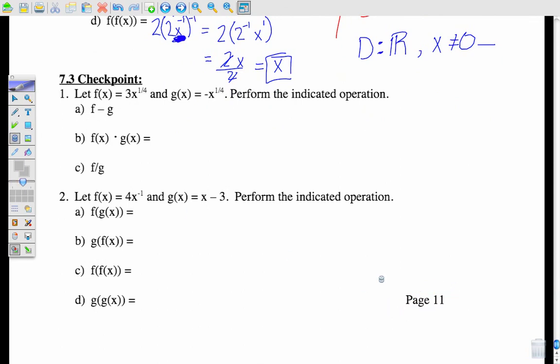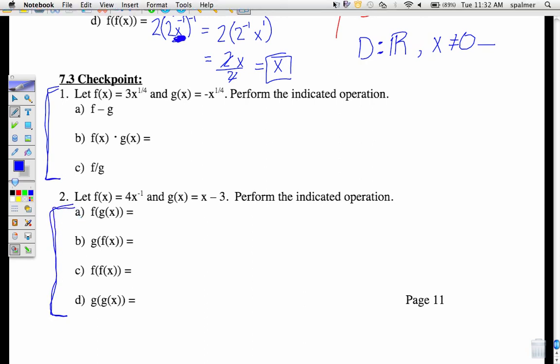All right, so a couple examples on how to find composite functions. What I want you to do now is try these checkpoints. These 4 problems here, the first ones we're adding and subtracting from the previous video. And here's all your composite ones. I will put the answers to these online so you can check yours when you're done.